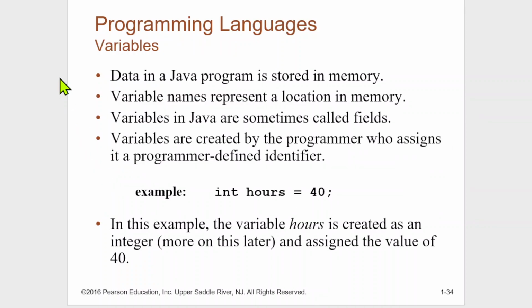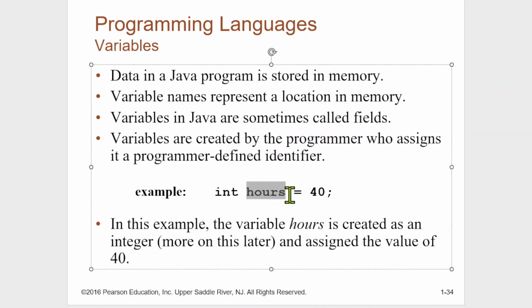Data in a Java program is stored in memory. Variable names represent a location in memory. Variables in Java are sometimes called fields. Variables are created by the programmer, who assigns them a programmer-defined identifier. For example, I'm assigning the word hours, that would be my variable, the value 40.